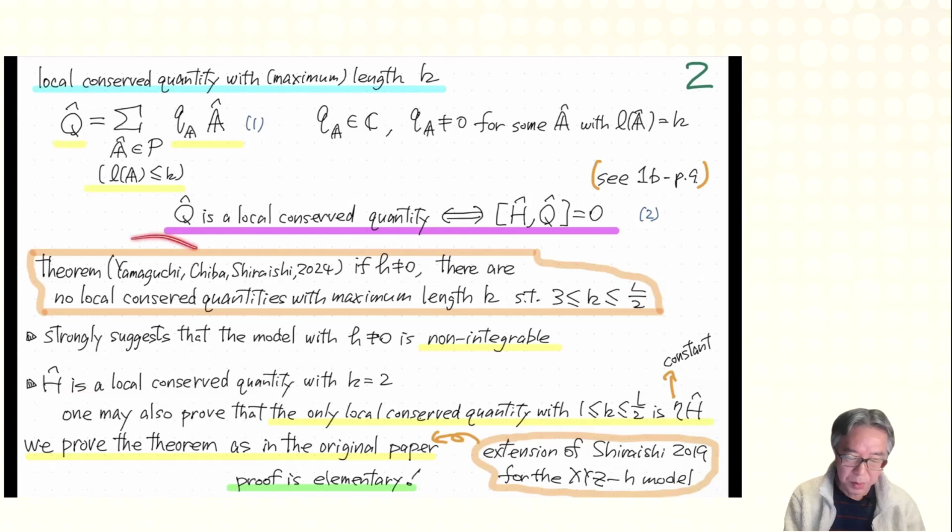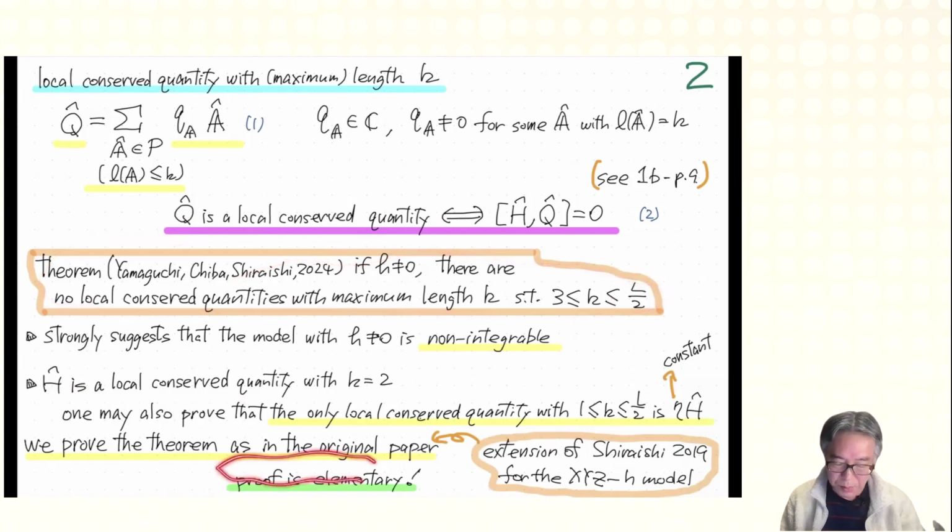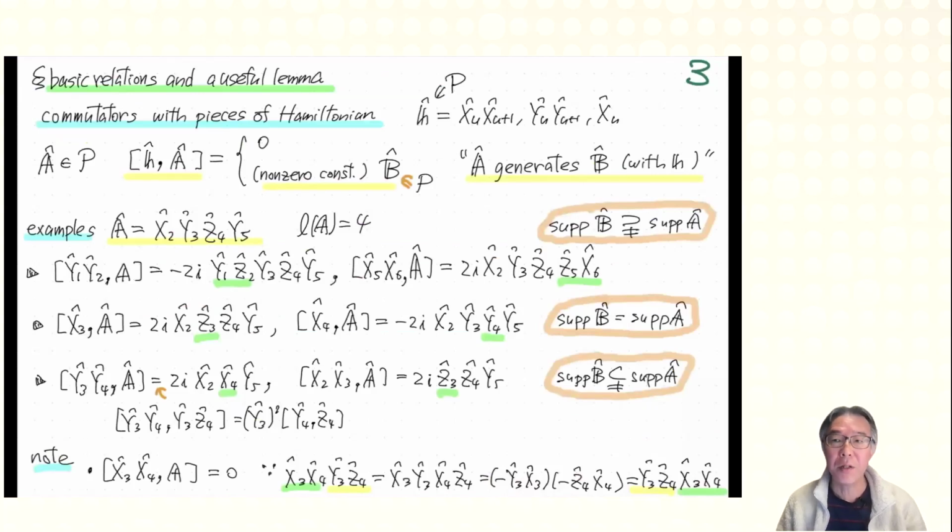Okay, so we're going to prove this theorem following the original proof by Yamaguchi, Chiba, Shiraishi. I will stress that the proof is not short, but it is nothing really difficult. It's really elementary. You never use fancy mathematics or fancy techniques. You just need clever ideas. And all these clever ideas go back to Naoto Shiraishi's 2019 paper, which dealt with something called the spin 1/2 XYZH model. And this is something different. I would say that the proof of the absence of non-trivial local conserved quantities for the XYZH model is much harder than what we are going to discuss.